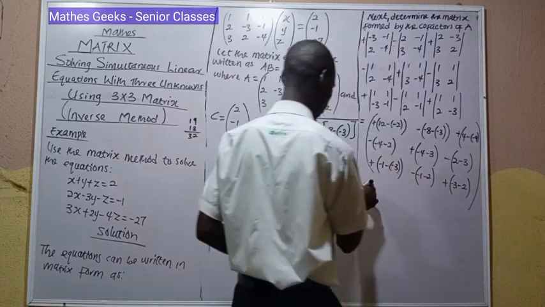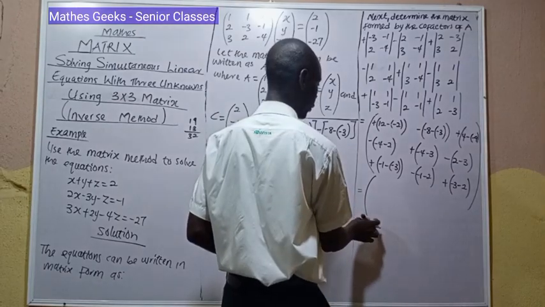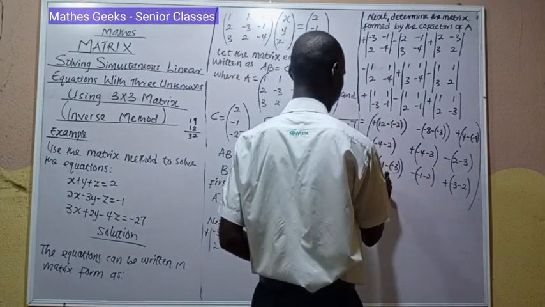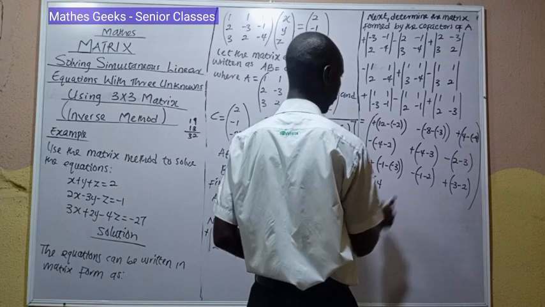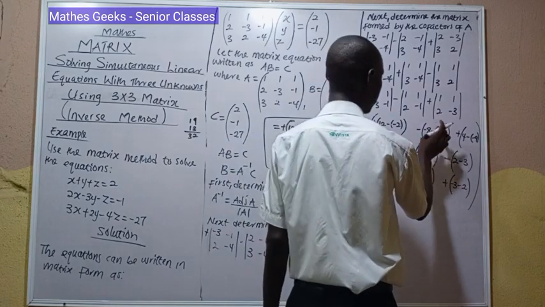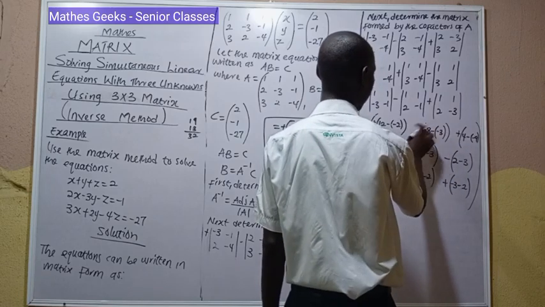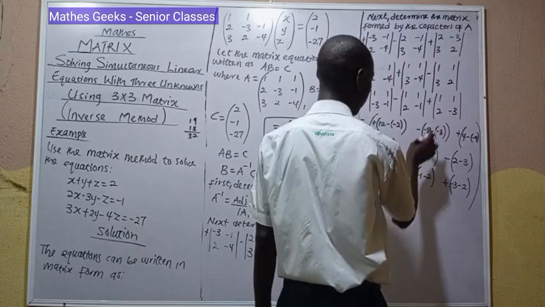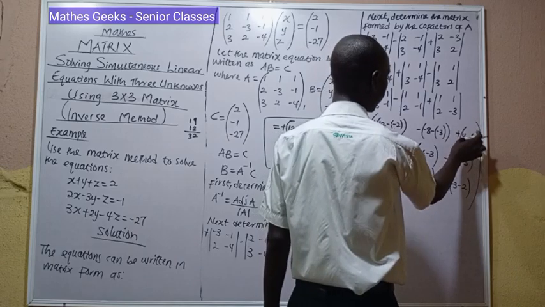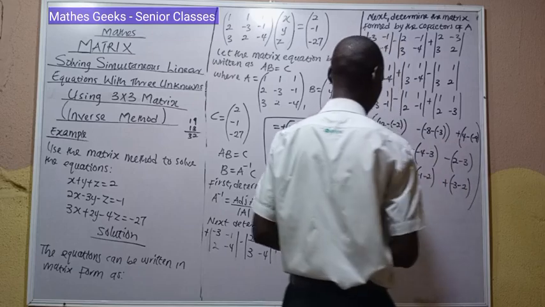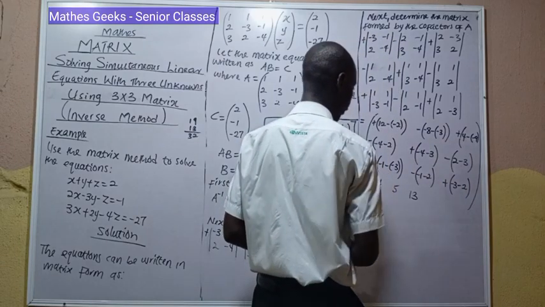So, minus times minus is plus, 12 plus 2 is 14. Minus times minus is plus 2, minus 8 plus 3 is minus 5. Minus 12 times 5 is plus 5, plus minus times minus is plus 4, plus 9 is 13, plus 1 is 13.